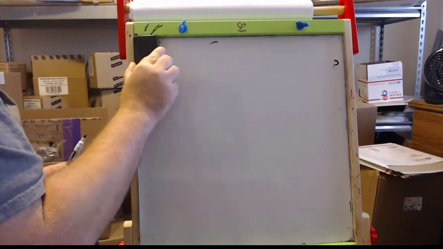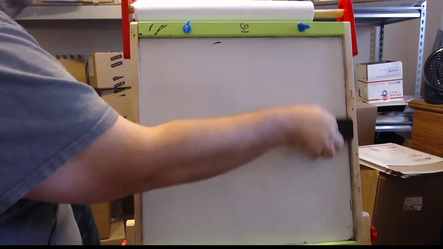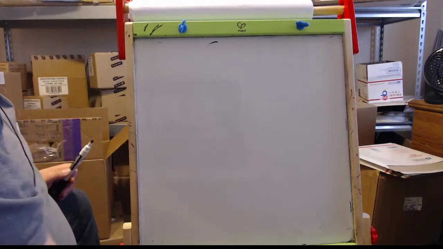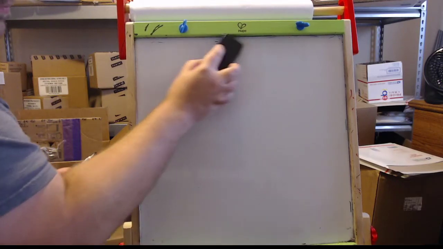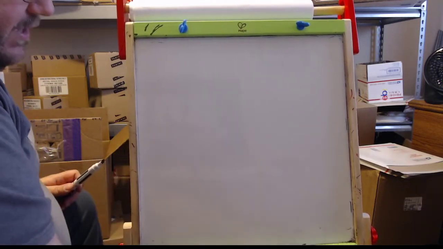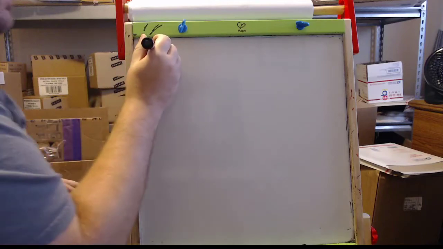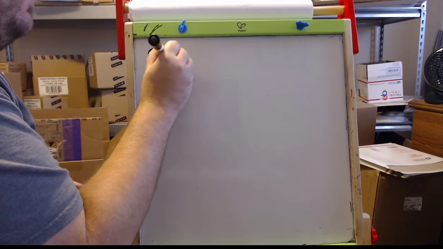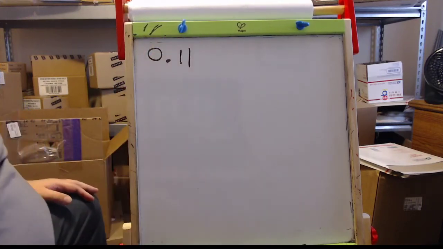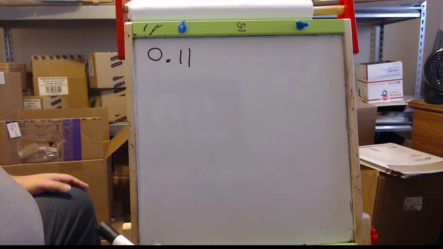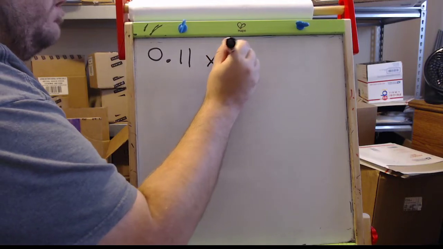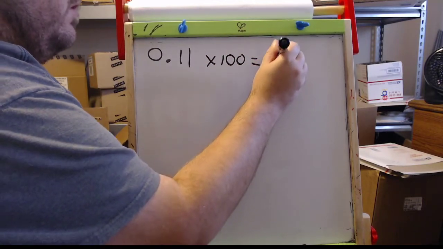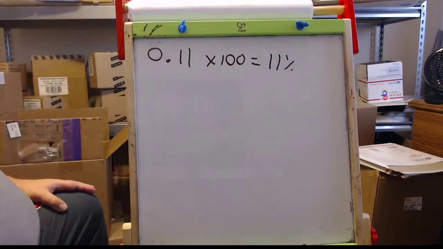Again, this is going to be a really short video because it's really a review of fractions and decimals. Let's talk about percentages. We have a decimal, and we want to know what percent it is. Let's say we have 0.11 as a decimal, 11/100ths. To find a percentage, you take a decimal and multiply it by 100, and that is your percentage, so 11%.